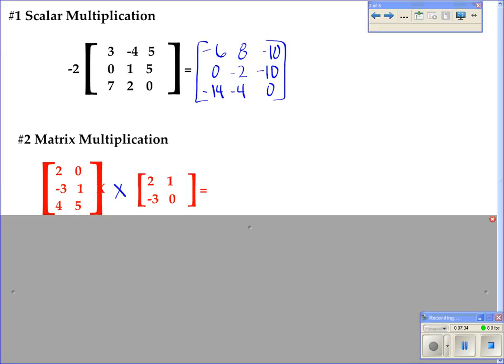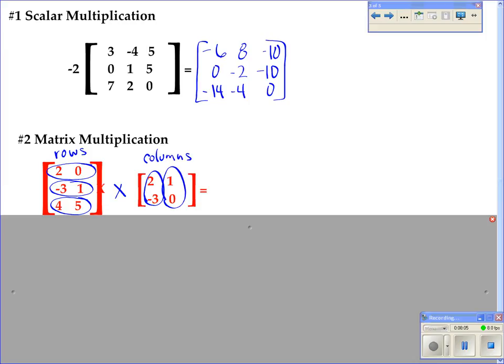Whenever I see one of these problems, this is how I start the problem. I'm going to circle all the rows on the first one and the columns on the second one. Always. Rows on the first one, regardless of what shape or how many numbers there are, you always circle the rows on the first one, columns on the second one. The reason you do that is because you're always going to be taking rows times the columns.